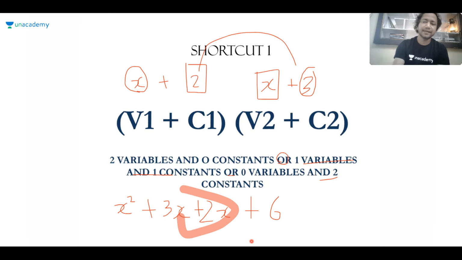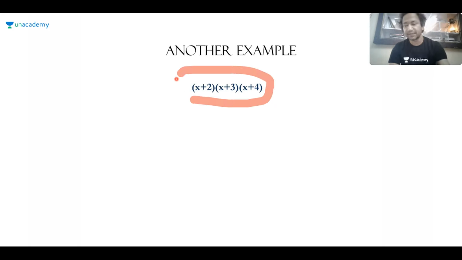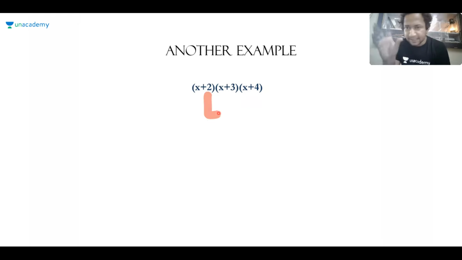Now, what if I give you another example where I'm using three linear expressions, x plus 2, x plus 3, and x plus 4. In this case, how many of you would try to multiply x plus 2 and x plus 3 first and get a quadratic expression, a second order expression, and then multiply that with x plus 4? How many of you have been doing it like this? I think it's almost everyone.